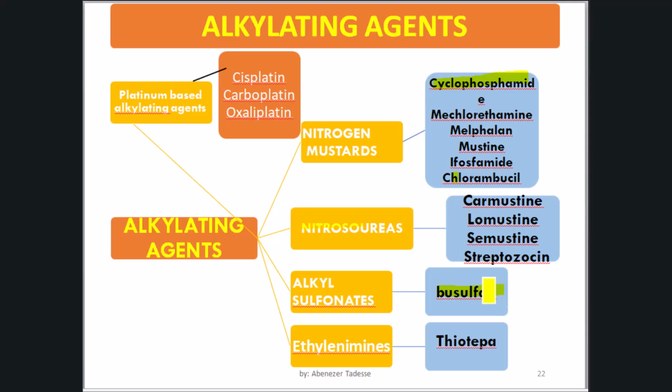These drugs increase the likelihood of developing raised uric acid levels, so gout is a major risk. Combining with allopurinol, a xanthine oxidase inhibitor, is mandatory or recommended to avoid gout development. The other group is ethylenimines. This contains thiotepa, which is normally used in ovarian as well as breast cancer.